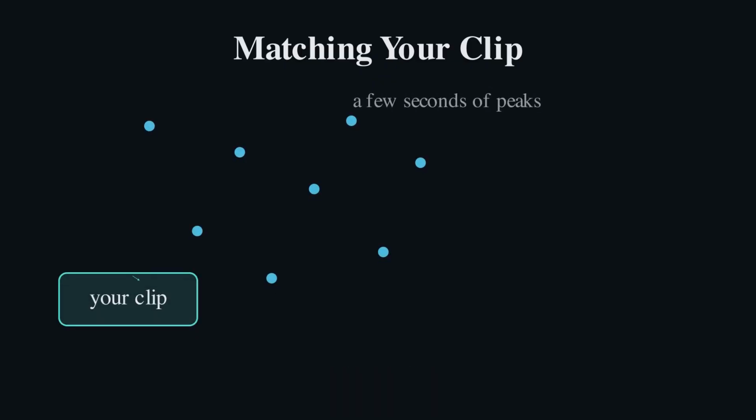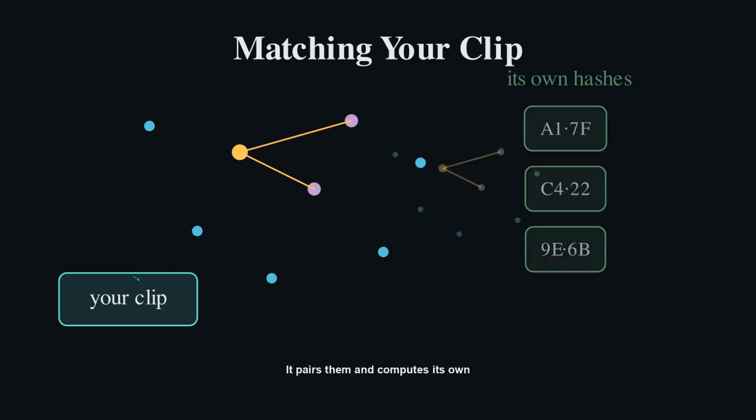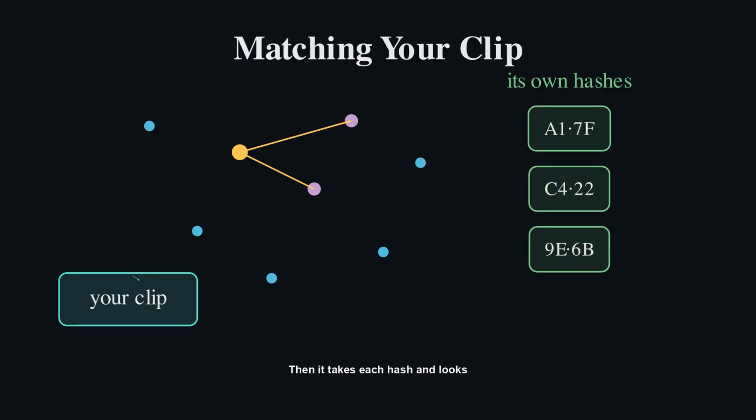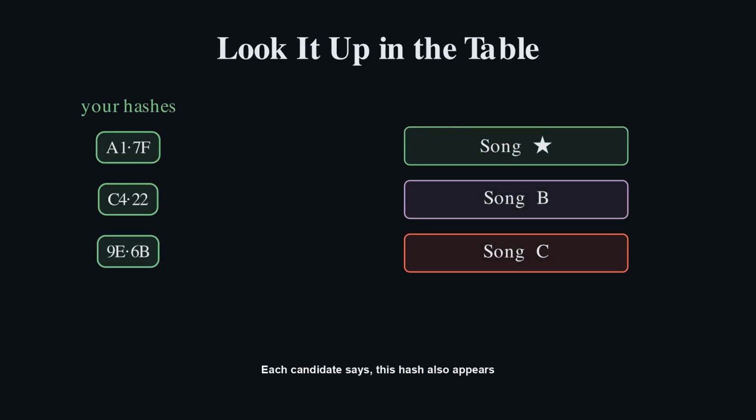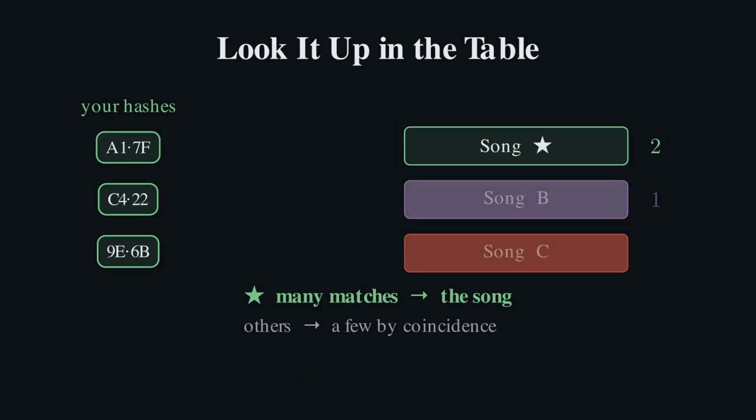Now let's match your clip. When you Shazam a song, your phone records a few seconds. It builds its own little constellation of peaks. It pairs them and computes its own hashes. Then it takes each hash and looks it up in the giant table. Every match returns a list of candidates. Each candidate says, "This hash also appears in this song at this timestamp." The correct song will share many hashes with your clip. Wrong songs might share a few by pure coincidence.